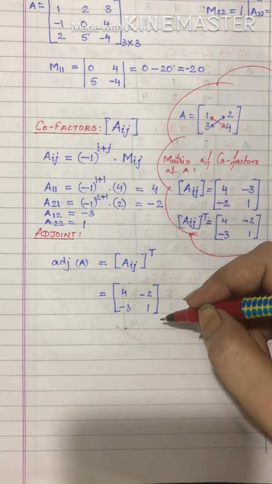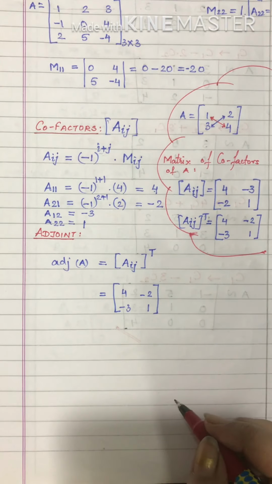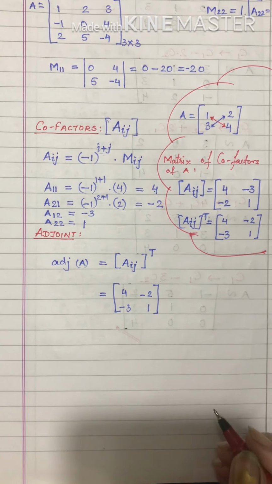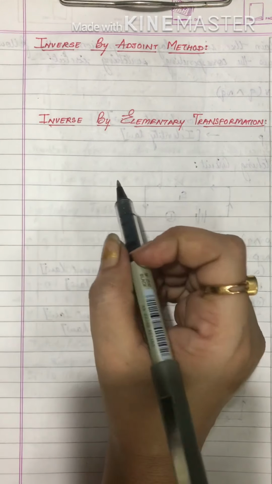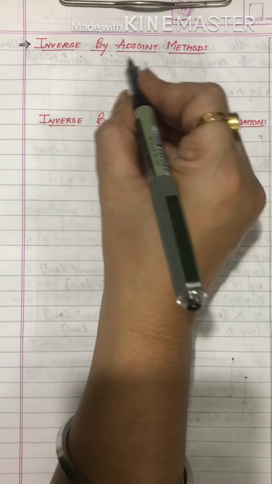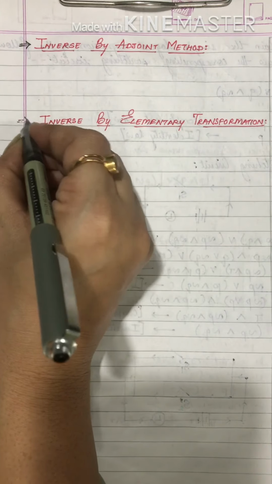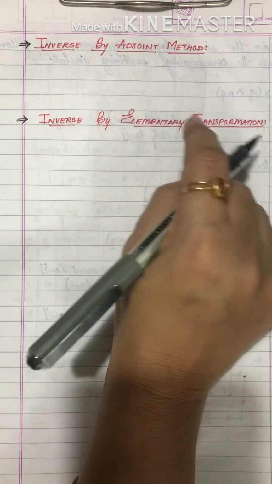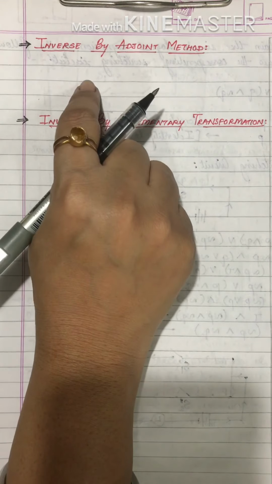Now do not solve in this way in boards, because in boards you need to specify all the steps, but such shortcuts are very useful for entrance exams. So finding inverse of a given matrix, there are two methods actually. First is you can find inverse by using the adjoint method, and the next one is finding inverse by using the elementary transformation method. Fine. Now let's see inverse by adjoint method.